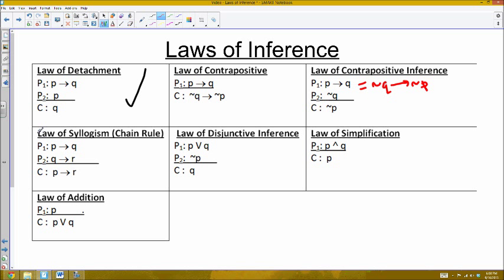Law of syllogism, which we will usually never refer to as law of syllogism, we'll refer to it mainly as the chain rule, is another simple statement. All it's saying is that if P implies Q, and then Q implies R, I can simply say that P must imply R. So it's combining these two implications into a single implication. Law of disjunctive inference is basically saying that given this disjunction, either P or Q happens. Well, if P doesn't happen, that means this is false. It must be the case that Q is true in order for this premise to be true. So that's what the disjunctive inference is saying.